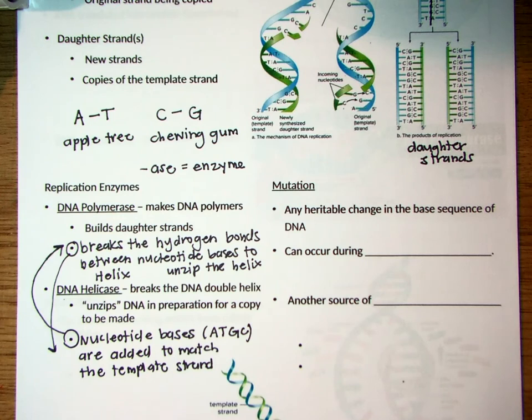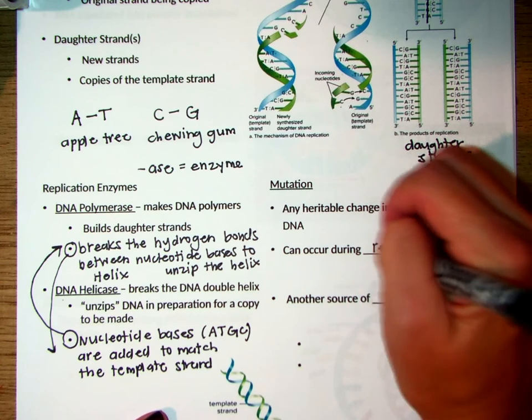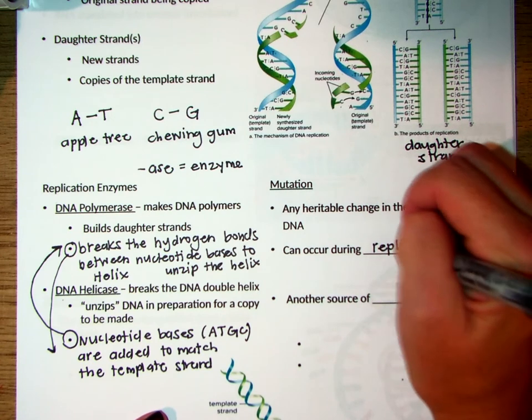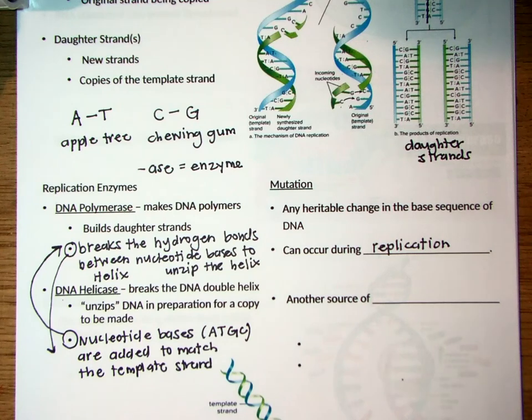Mutations. We learned about these already, but they're any heritable change in the base sequence of DNA. So this can occur during replication, this process that we just talked about. It's not a perfect process. Mistakes can be made. And we also know that mutations, in our cancer chapter, we learned how they can be caused by radiation or chemicals or carcinogens.